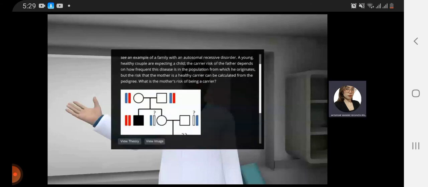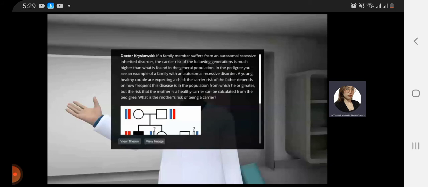If a family member suffers from an autosomal recessive inherited disorder, the carrier risk of the following generations is much higher than what is found in the general population. In the pedigree, you see an example of a family with an autosomal recessive disorder.